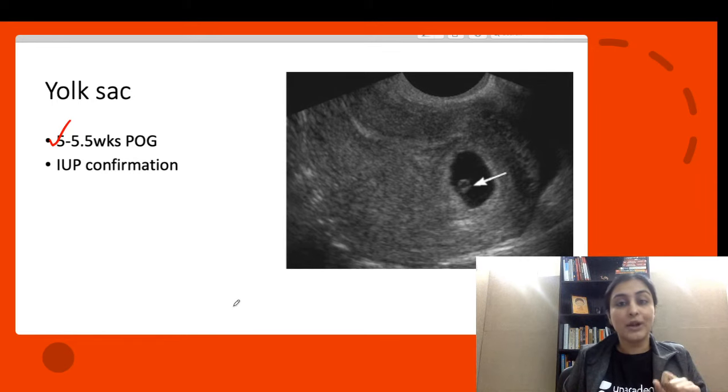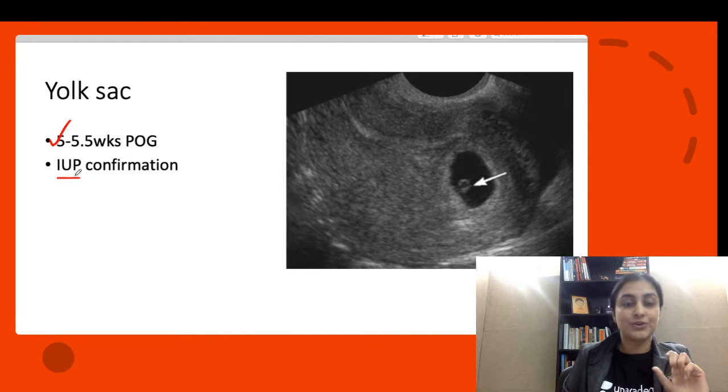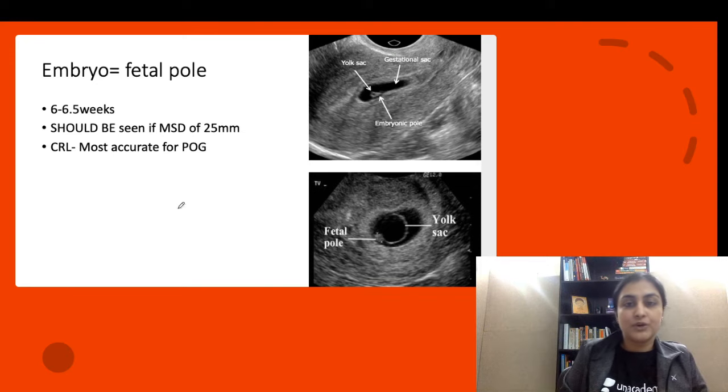Now, very important point here: once I see the yolk sac, I know that this can't be a pseudo sac. This can't be some unrelated fluid collection in the endometrium, correct? This has to be an intrauterine pregnancy. So this is basically the sign that confirms intrauterine pregnancy. Alright, very important. Next, what do we have?